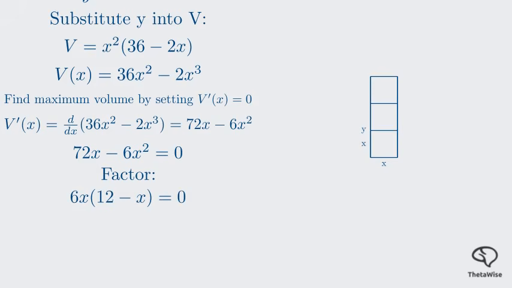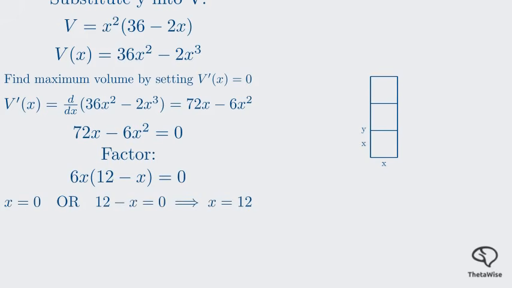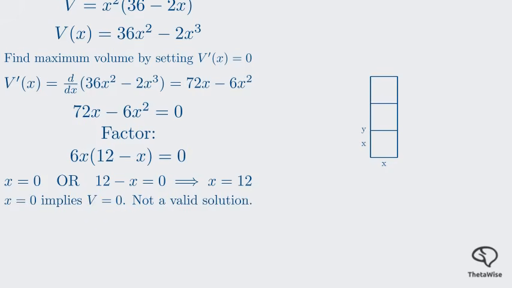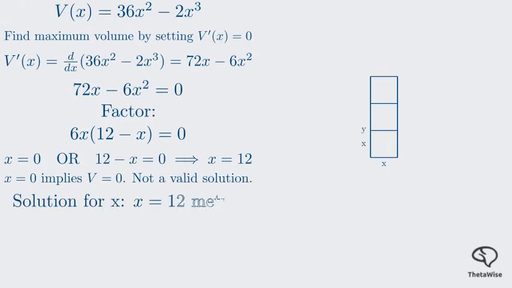This gives us 2 possible solutions for x. Either 6x is 0, which means x is 0, or 12 minus x is 0, which means x is 12. An x value of 0 would result in a box with no square end, and therefore no volume. So x equals 0 is not a viable dimension for a real box. We can also confirm that x equals 12 is a maximum using the second derivative test. But for this problem, the context tells us which value to use. Therefore, x equals 12 is our solution for the side of the square.